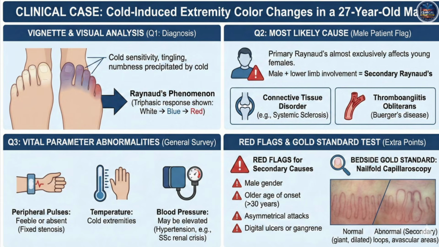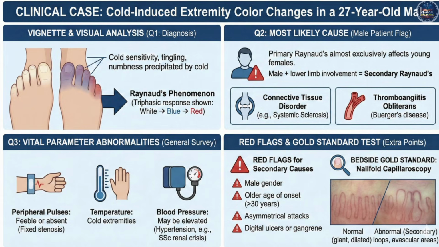We will discuss some extra points. The red flags for secondary causes. Mention these criteria that suggest a serious underlying disease: male gender, like our patient, older age of onset beyond 30 years of age, asymmetrical attacks, that means one hand or foot worse than the other, and presence of digital ulcers or gangrene.